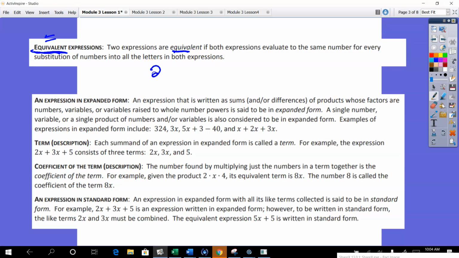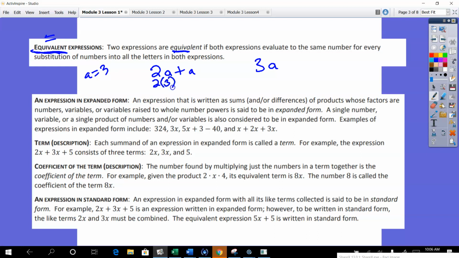Okay, so if I had 2a plus a, and I wanted to know, is it equivalent to 3a? Is that the same thing? I could plug in any number for a. So I'm going to say a equals 3. I just would test it. I could do 4, I could do 7. It doesn't matter. It would have to be the same.